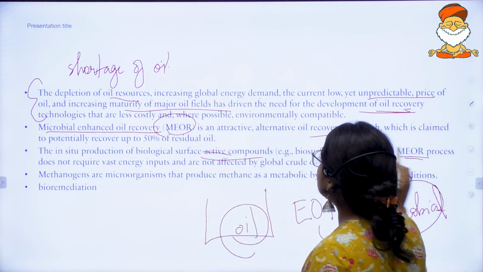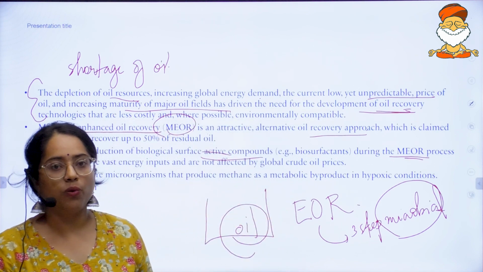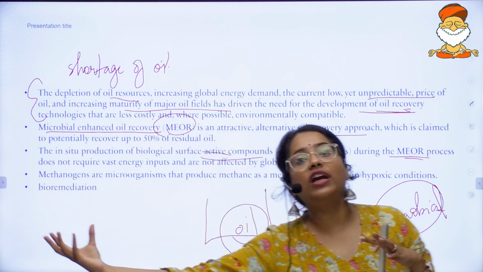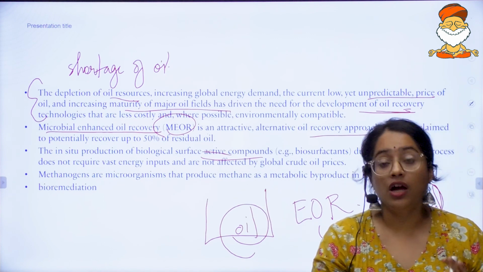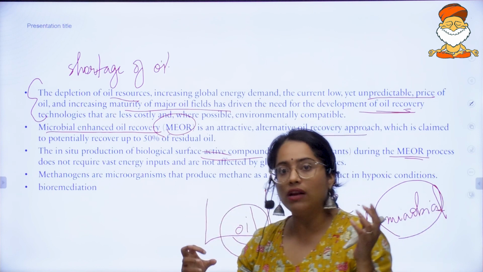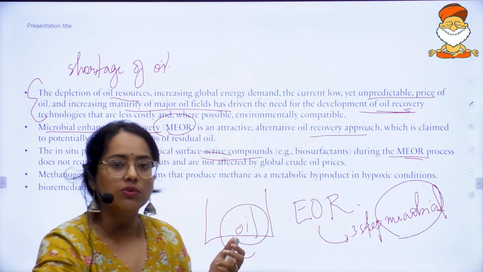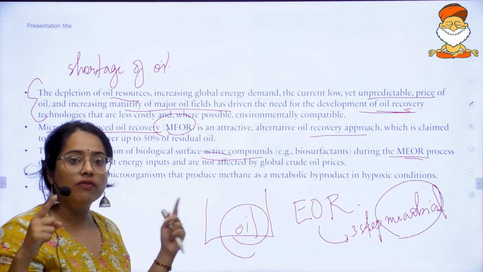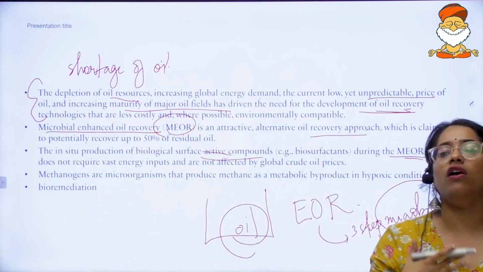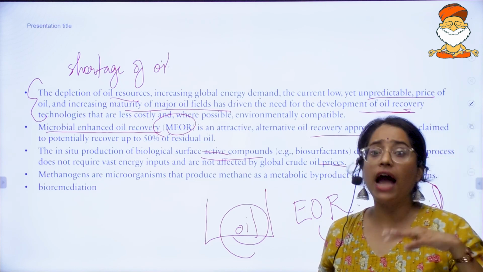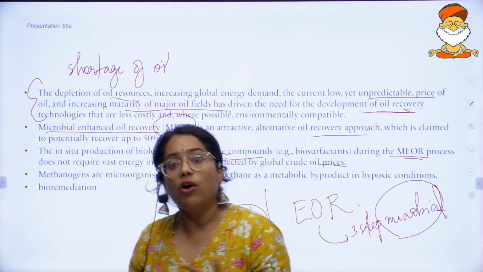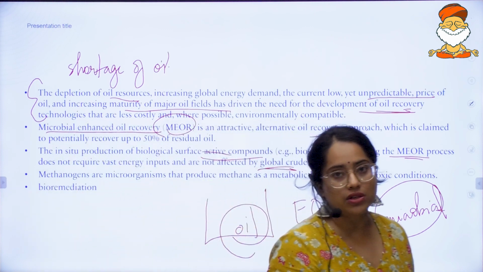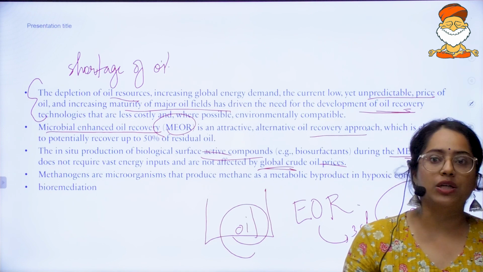Added on to that, these microorganisms do not require so much external stimulus, which means to extract oil you don't need to supply further oil or energy. In the normal systems, if I want to tap oil from some area, I need to use certain technology like fracking, wherein I'll have to give energy to get fuel resources. But here, because I'm using microorganisms and the technology doesn't involve a high energy process, I do not require vast energy inputs. Because vast energy inputs are not required, the global crude oil prices will also not be affected. So that is one major aspect that has to be mentioned in this question.